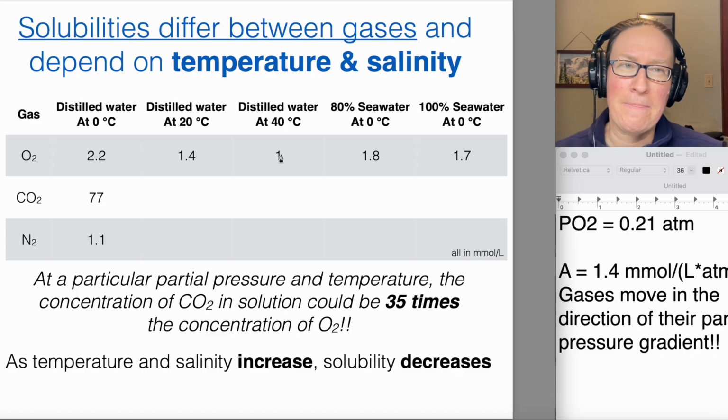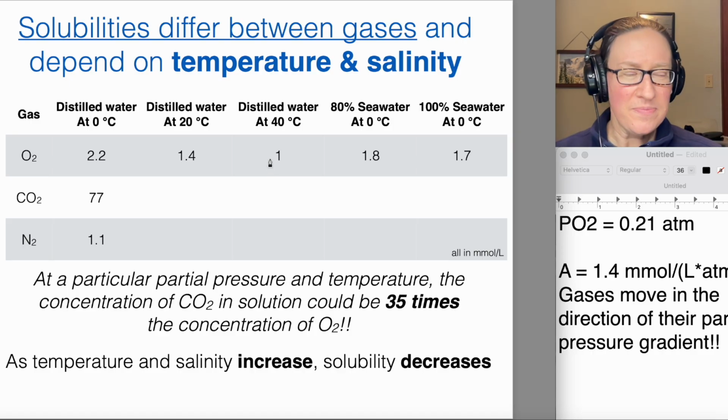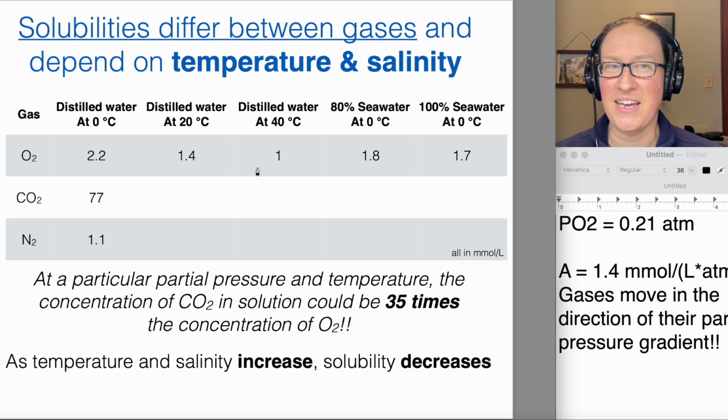So let's say, and now this is not with oxygen, this has to do with carbon dioxide, but let's say that it's a warm day and you're looking for a refreshing beverage. So you go to the fridge, you pull out a soda, you crack it open, and you let it sit there. You will notice gas bubbles forming in the soda. Right, those are gases coming out of the aqueous state into the gas phase.